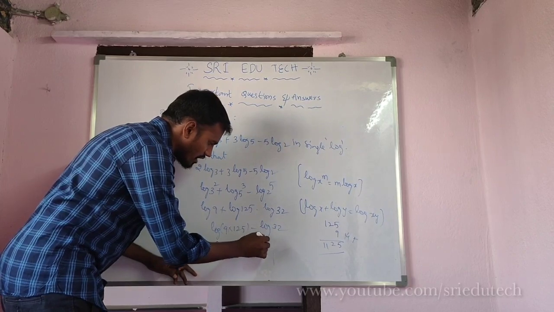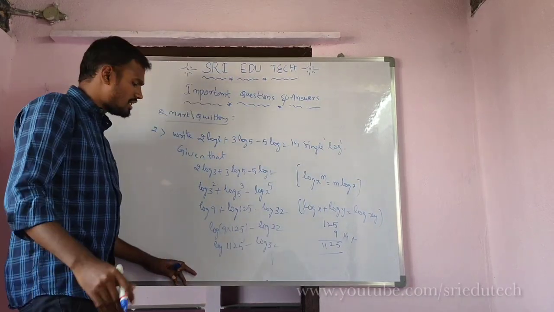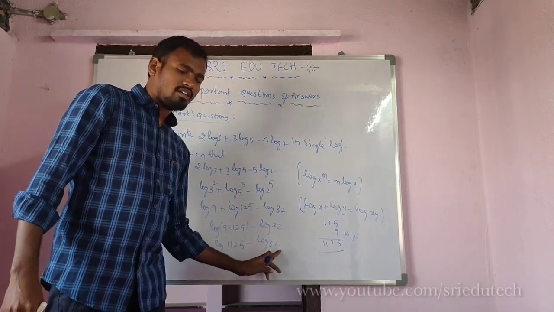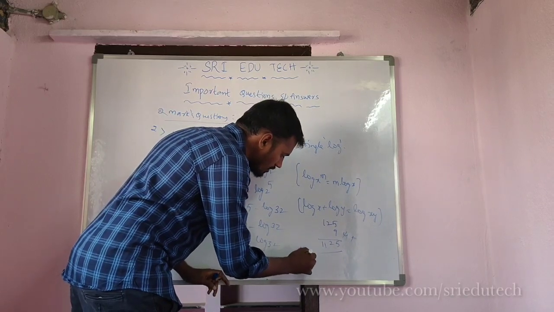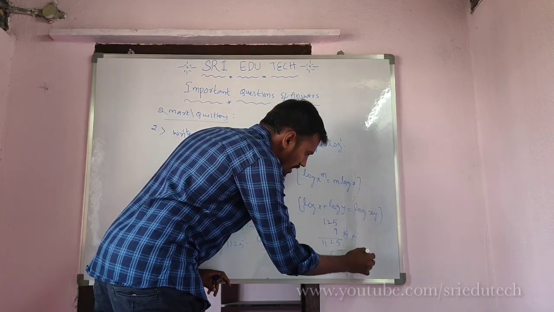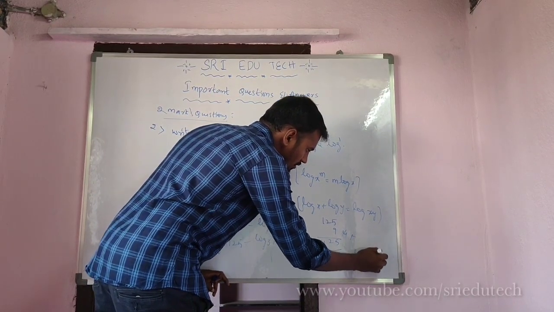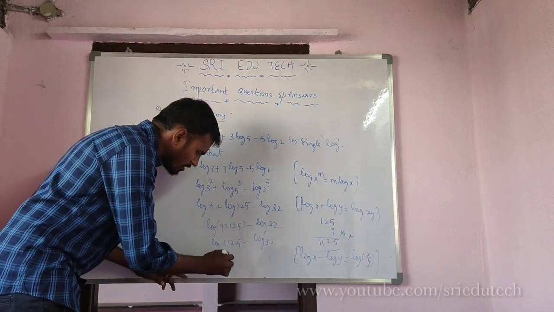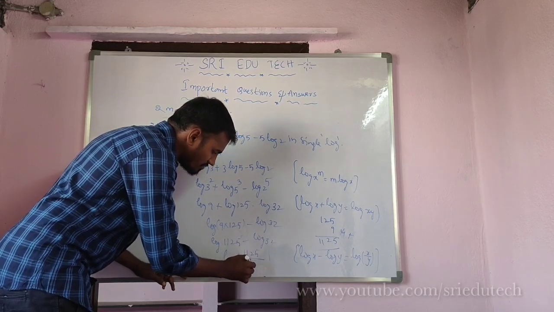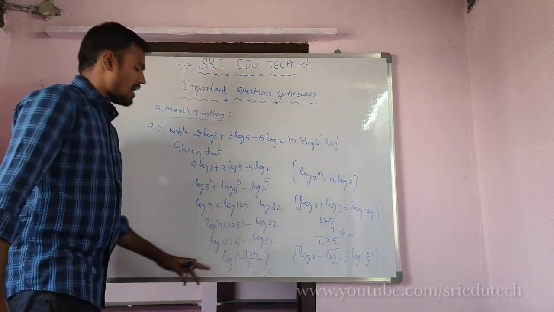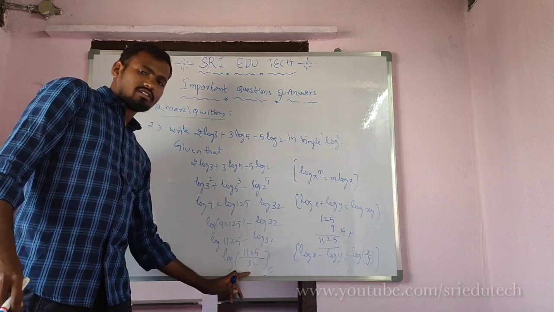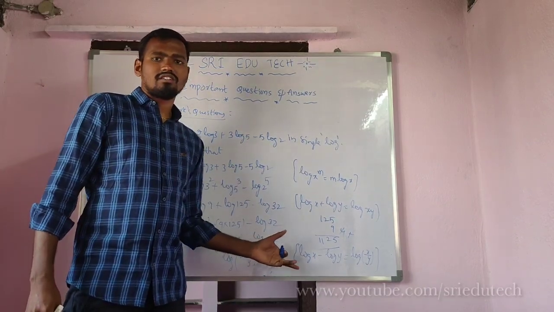1125 minus log 32. See, here you have a formula, log x minus log y. What is it? Log x minus log y is equal to log of x by y. Right? So now apply here. Log of x means 1125 by y means 32. This is the answer. What is asked here? Single term log. See, single term log. Right? This is the answer.